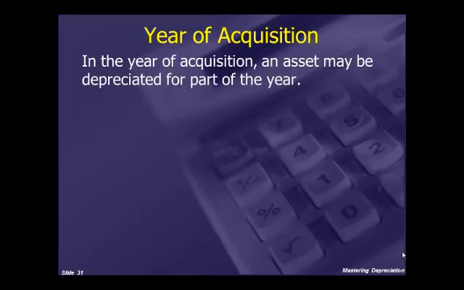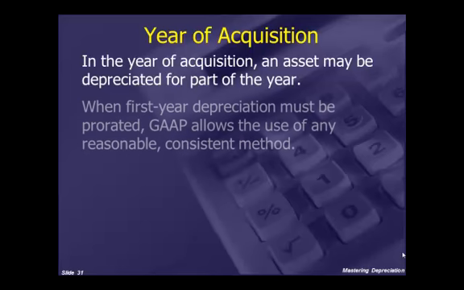Now, in the year of acquisition, an asset may very well be depreciated for only part of the year. Unless an asset is acquired within the first 15 days of the first month of the fiscal year, you will have to prorate and do a partial year. If the plant asset is acquired within the first 15 days of the first month of the fiscal year, then you can take a full year's depreciation.